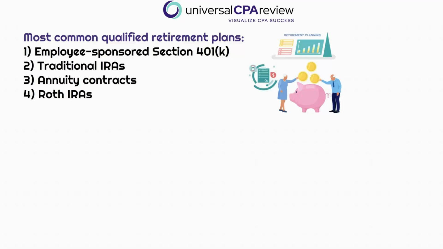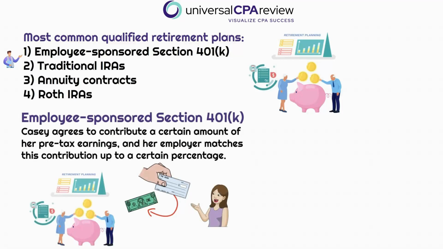In the United States, there's a wide array of qualified retirement plans available, but four stand out due to their popularity and distinctive features. So we'll focus on these to give you a well-rounded understanding of Casey's options. So let's start with the employer-sponsored section 401k plans. This is a favorite for many, including our example taxpayer, Casey Summit.